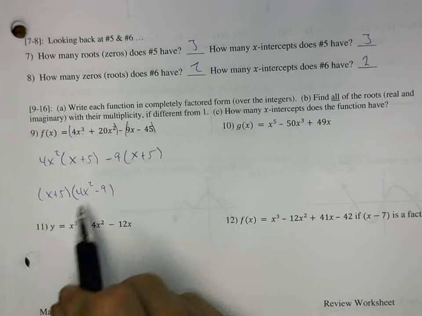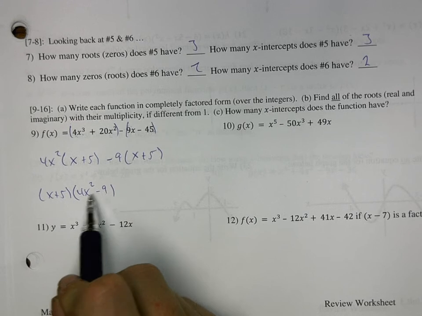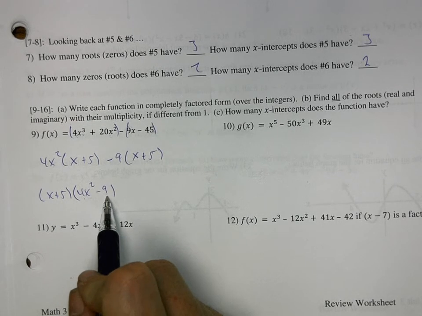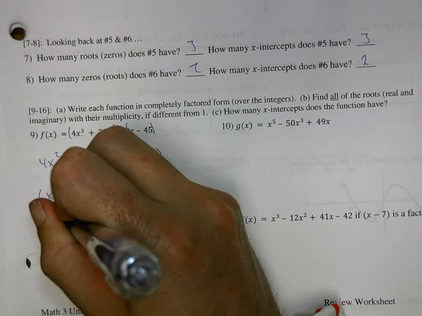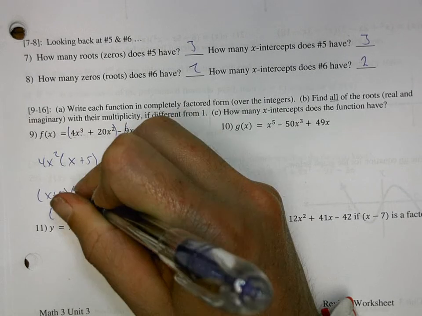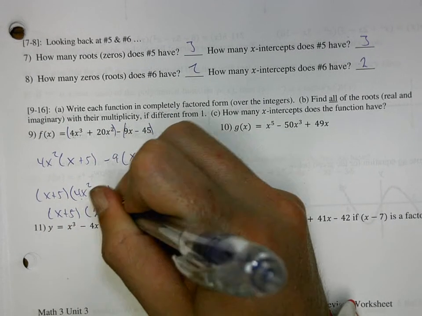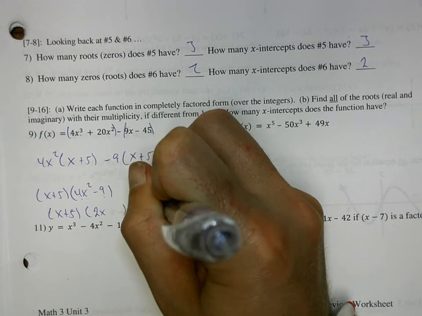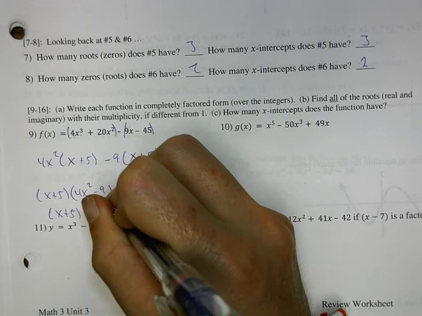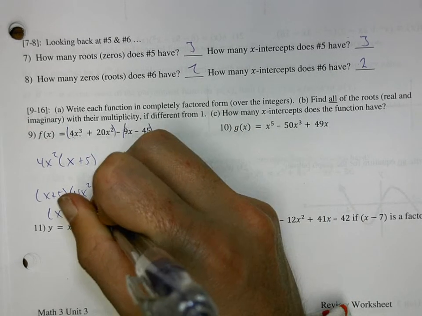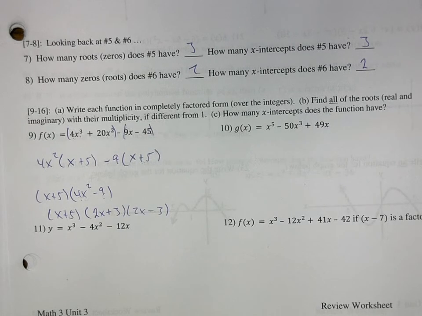However, since this is a difference of 2 squares, 4 is a square number and 9 is a square number, that could be factored even further. So the square root of 4x squared is 2x. The square root of 9 is 3. And since it's a difference of 2 squares, they have to be different signs.